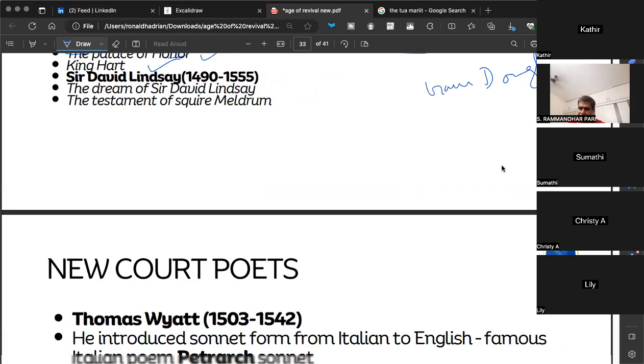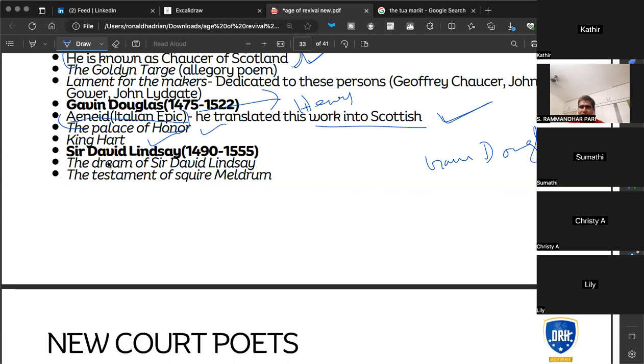And who's next one? Sir David Lindsay. So two works. These are all minor writers. Just remember the works though. The Dream of Sir David Lindsay, The Testament of Squyer Meldrum. Just write and keep. The Dream of Sir David Lindsay. This is easy, his own name, right? The Testament of Squyer Meldrum.